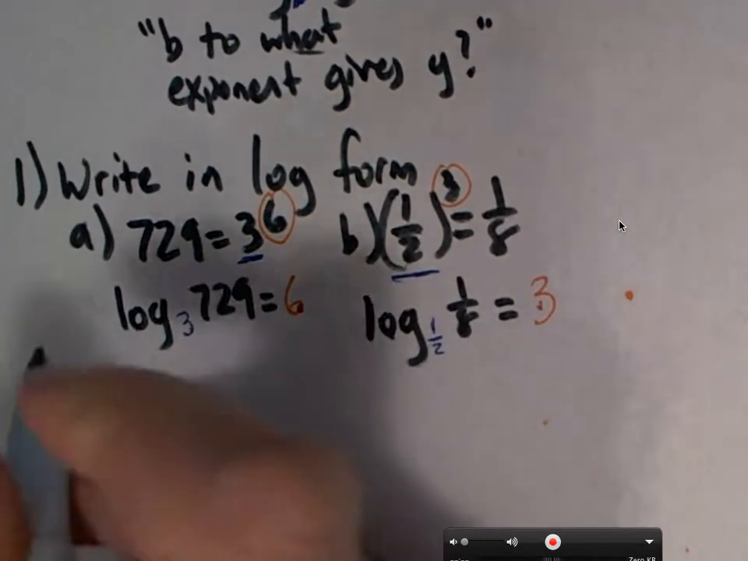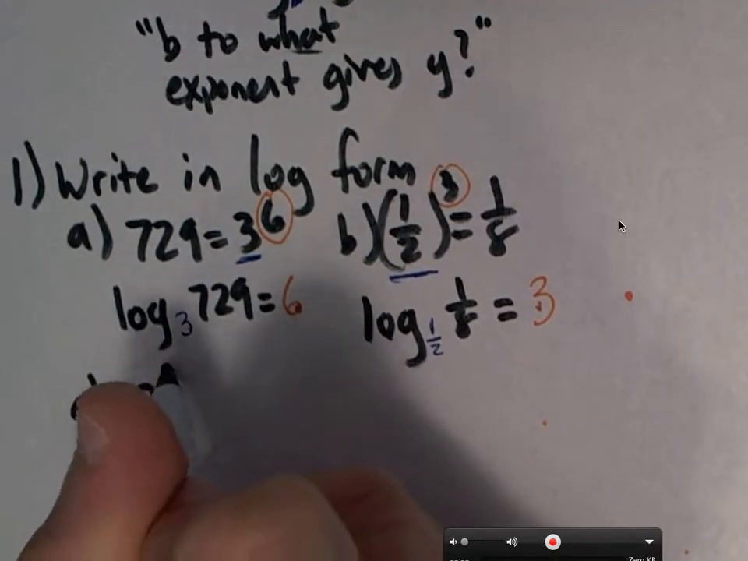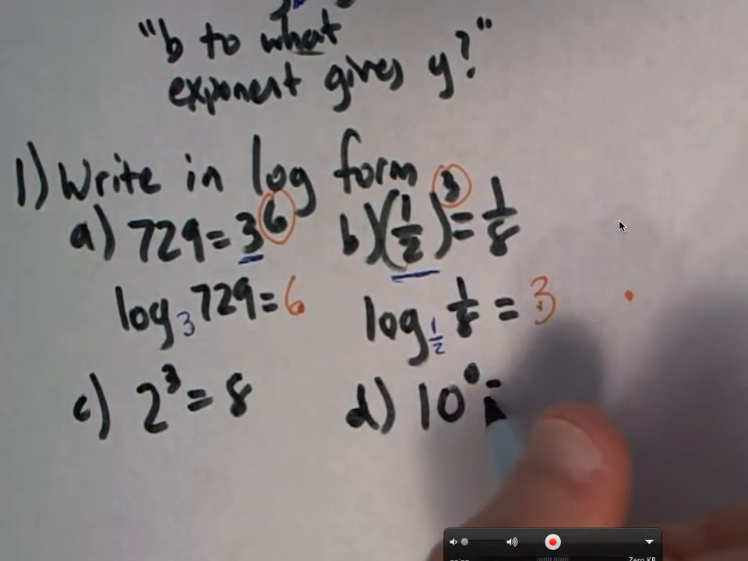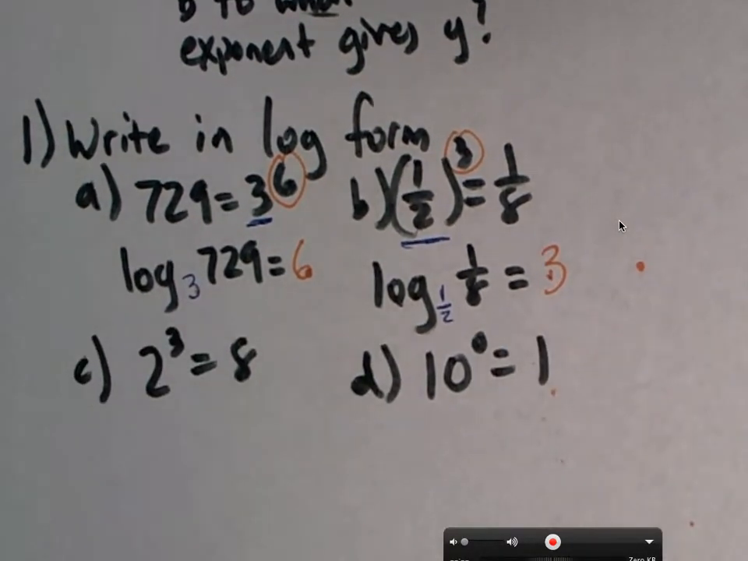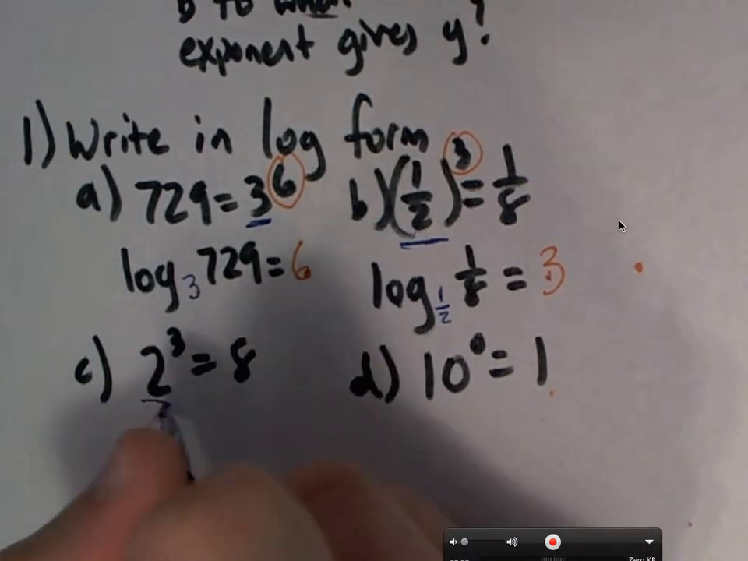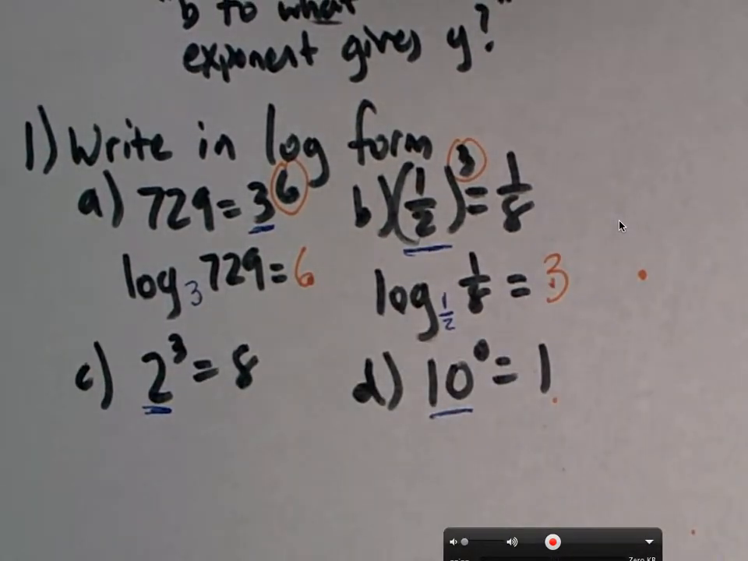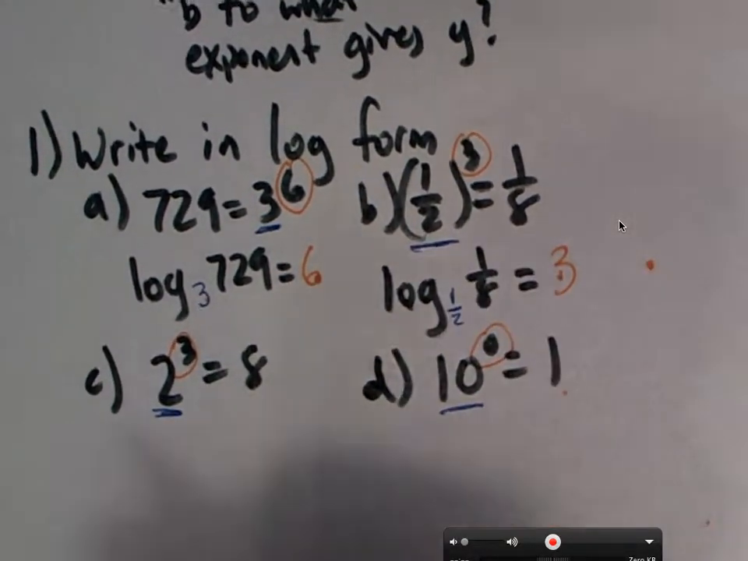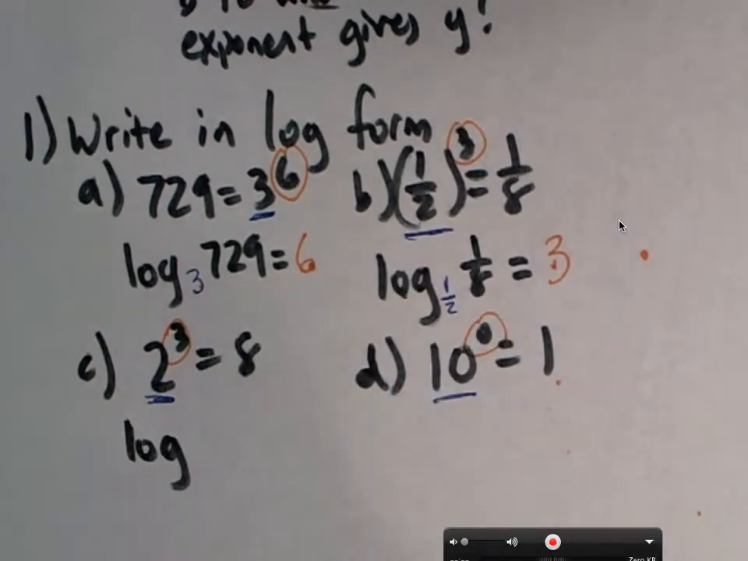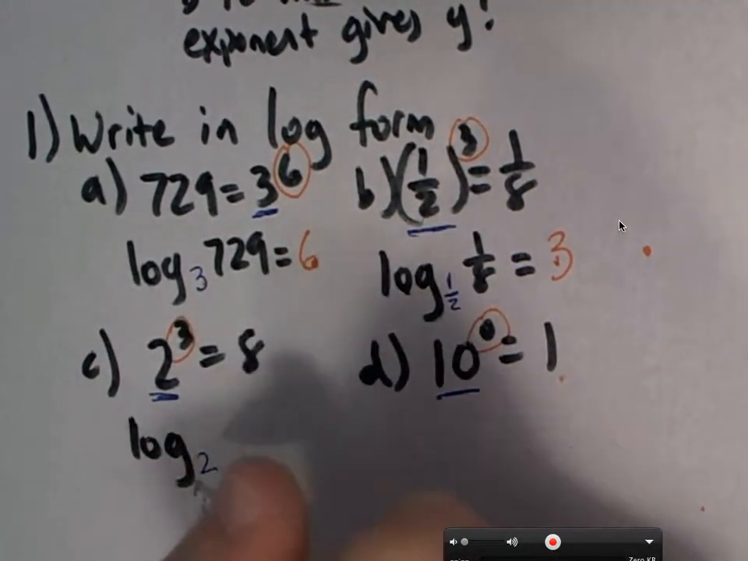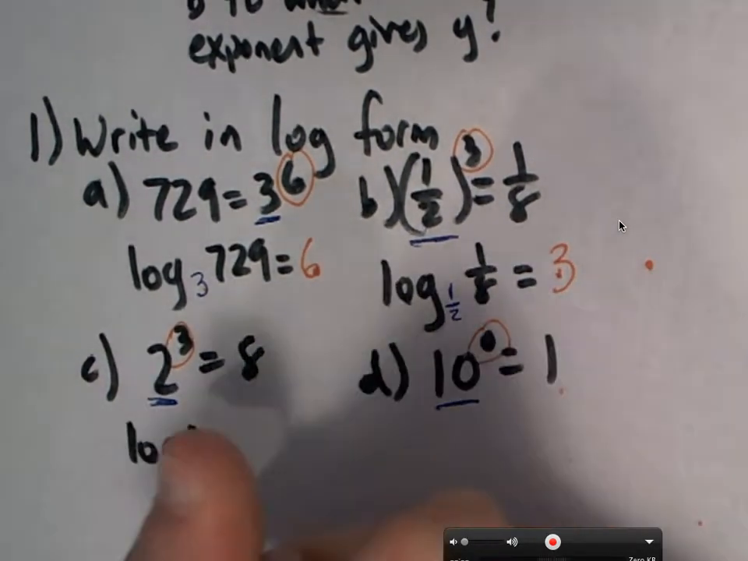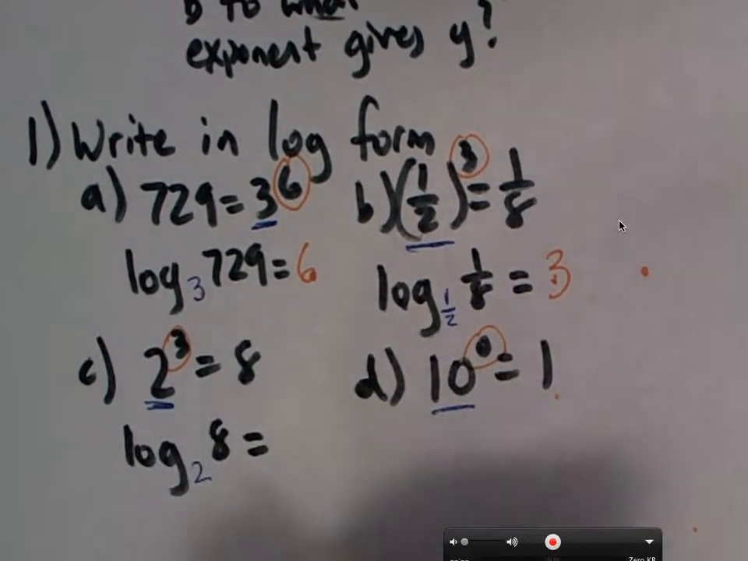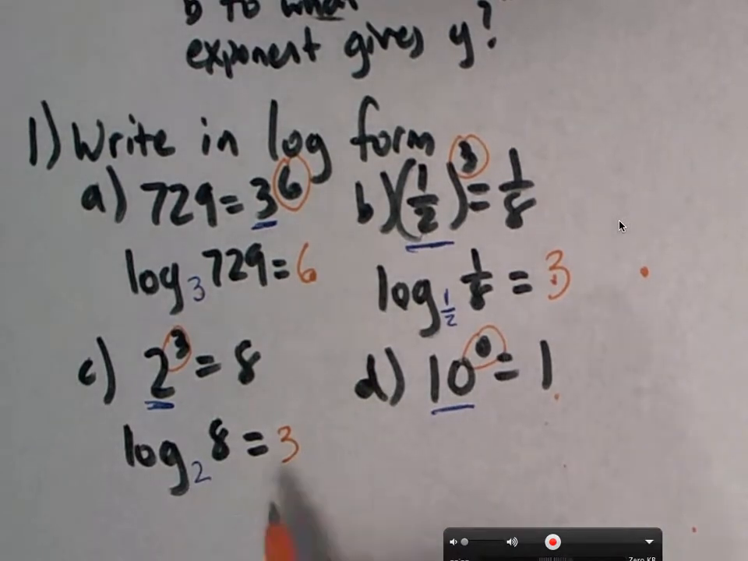Let's try a couple more examples. Let's do a simpler one just so we can see what's going on. 2 cubed equals 8. And then finally, 10 to the 0 equals 1. Let's write these in log form. Again, we've got our base here, this one's our base, this one's our base, and here's our exponent. So we just write log base 2 of 8 equals 3.